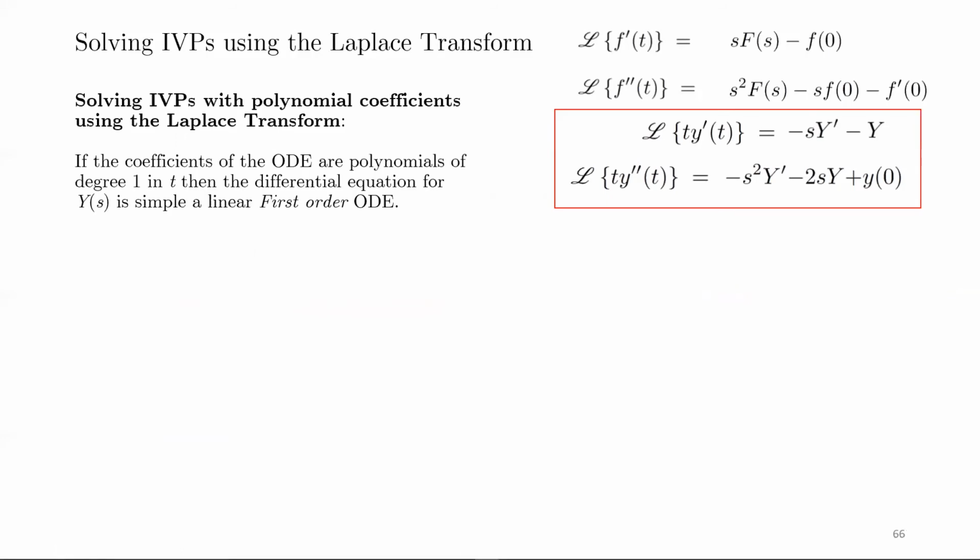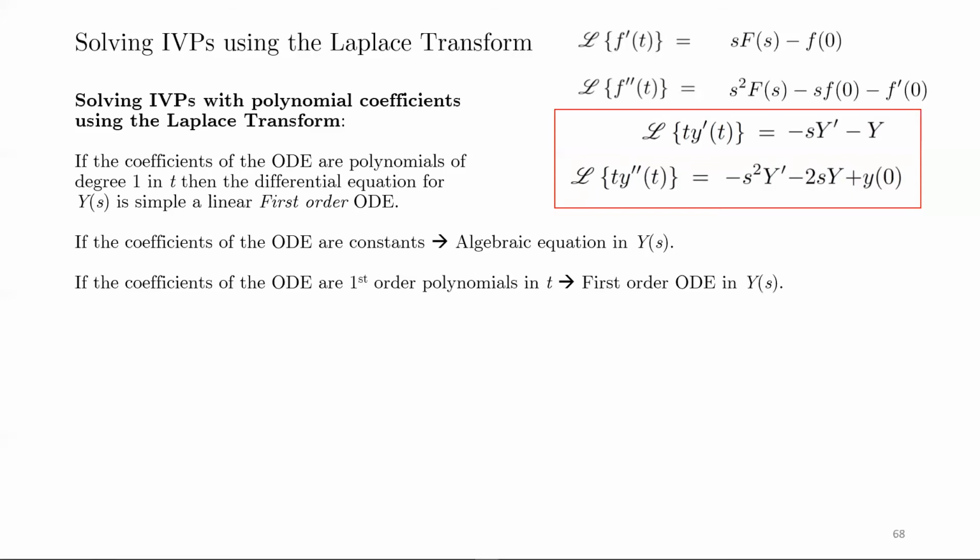So, if the coefficients of the ODE are constant coefficients, then previously we got an algebraic equation, but now if the coefficients of the ODE are polynomials of degree 1, then the differential equation for Y of s becomes a simple linear first order ODE. So we've taken our second order ODE with non-constant coefficients, and we've turned it into a first order ODE, which we can solve using any of the methods in Unit 1. So again, if the coefficients of the ODE are constants, we get an algebraic equation in Y of s, but if the coefficients of the ODE are first order polynomials, then we get a first order ODE in Y of s.